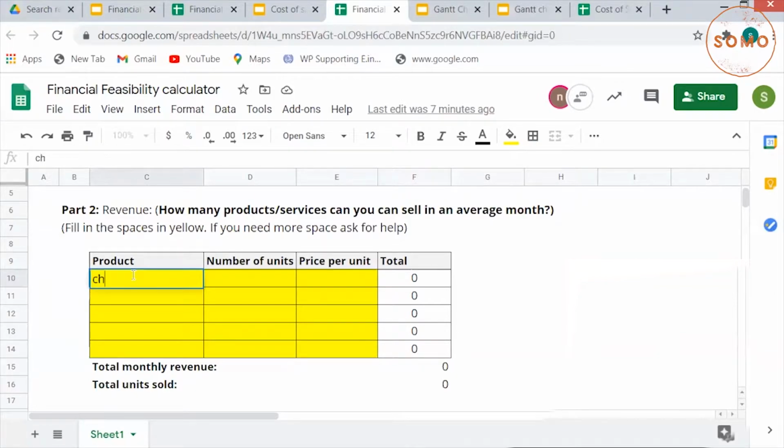Product in this case is chapati. The number of units that she's expecting to sell at the end of the month is 1,000. Price per unit is 20 shillings. The amount of revenue Sarah is generating out of the sale of 1,000 chapatis is 20,000 shillings. That means her total monthly revenue will be 20,000 shillings.